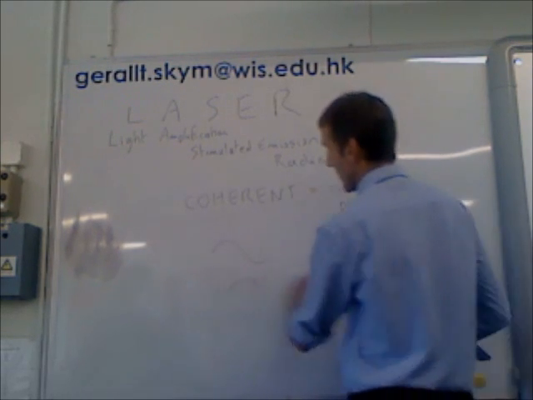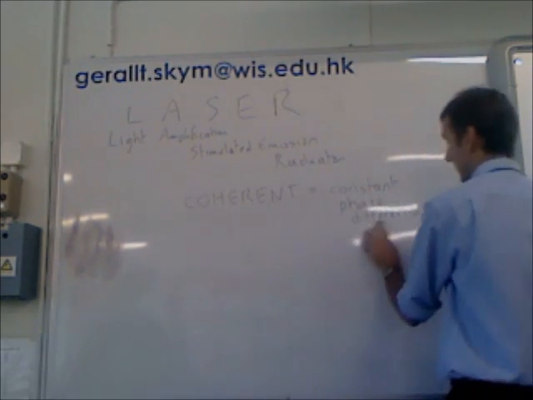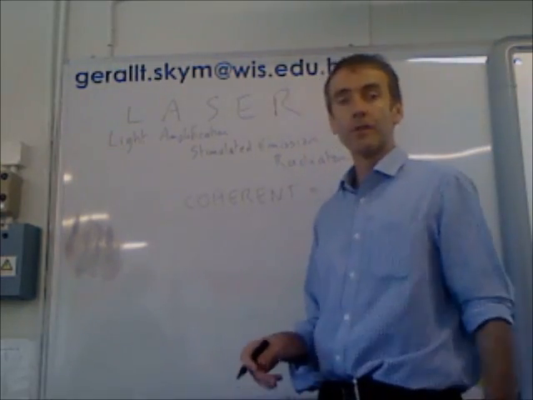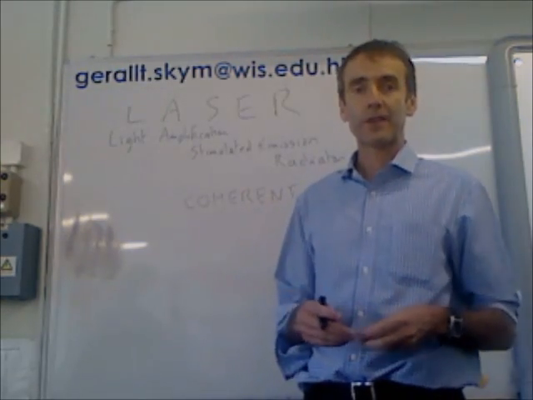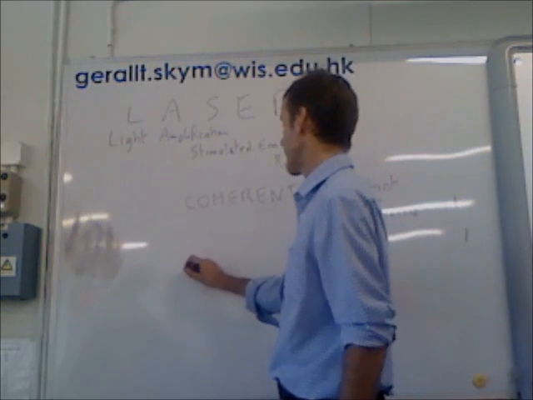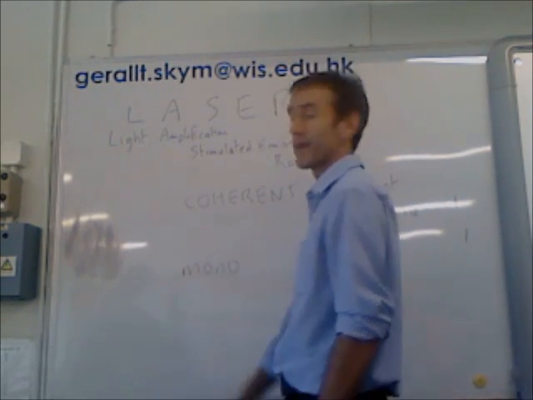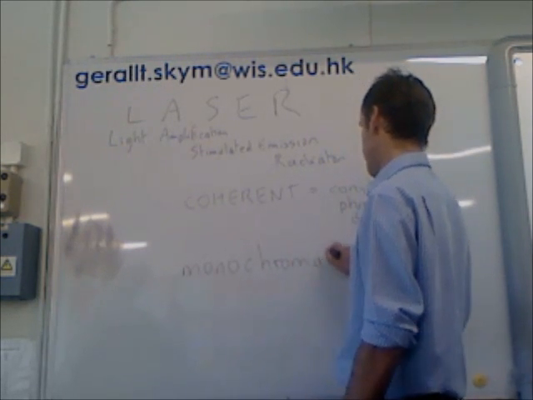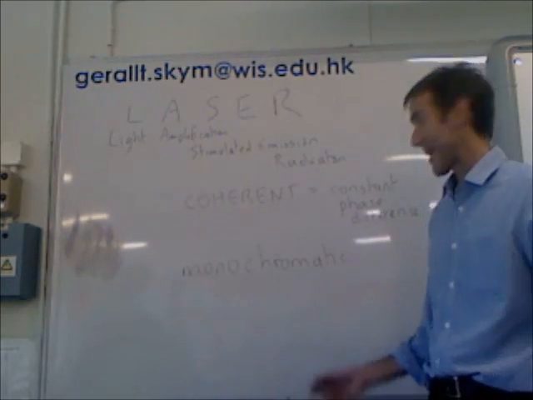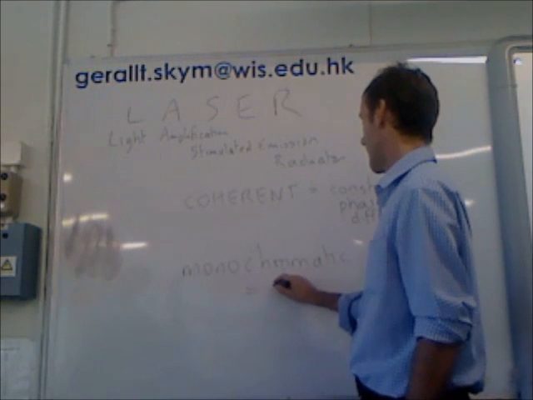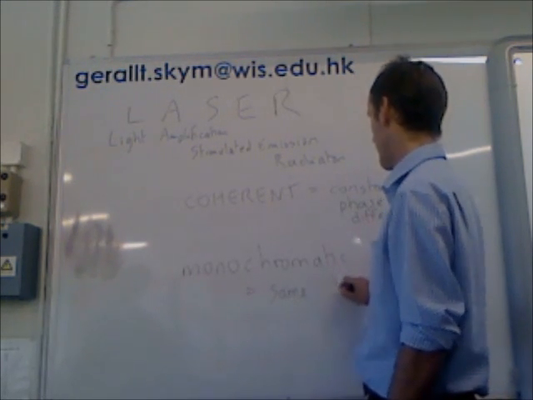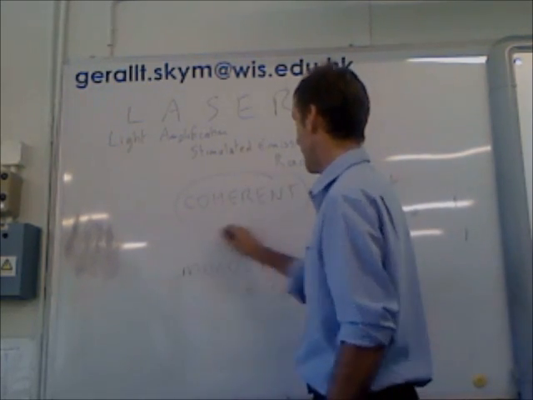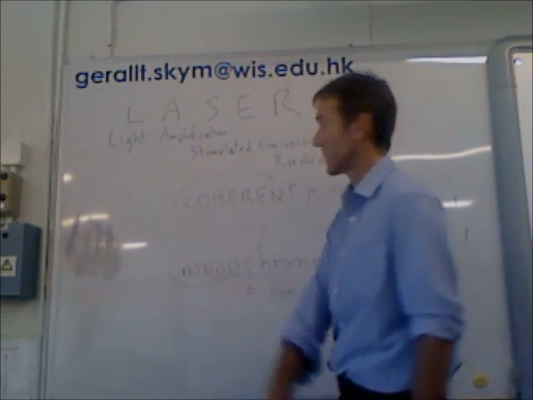Now, obviously, if it's coherent, it must be of the same wavelength. And a general word used to say the same wavelength, meaning same colour, basically, is mono, like monocycle, single, chromatic for colour. So monochromatic equals same wavelength. Alright, so those two words are the keywords that you need to know for lasers.